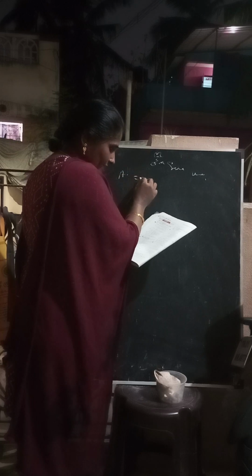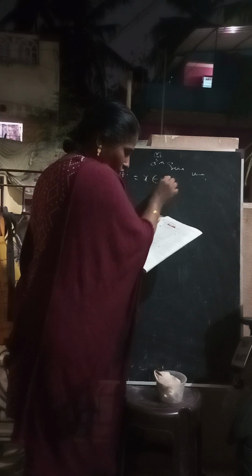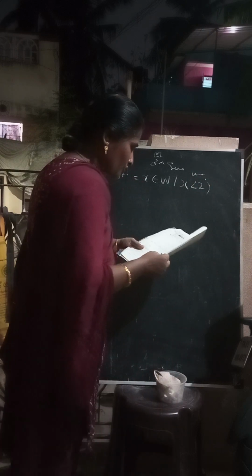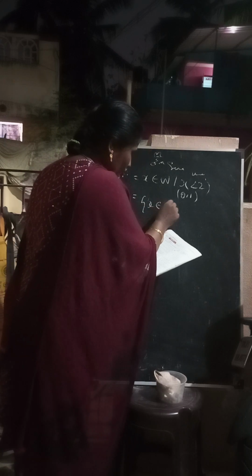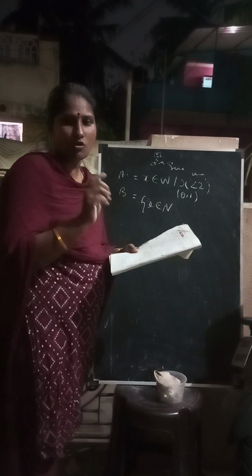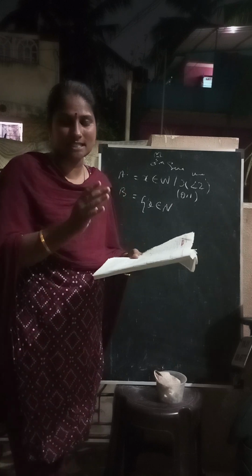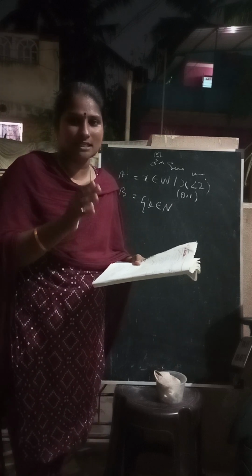The problem is A is equal to {x, where x belongs to whole numbers, where x is strictly less than 2}. Which is nothing but a whole number, so it starts from 0, 1. Then B is equal to the set of x where x belongs to natural numbers. There is a difference between natural numbers and whole numbers. Whole numbers start from 0. Natural numbers start from 1.